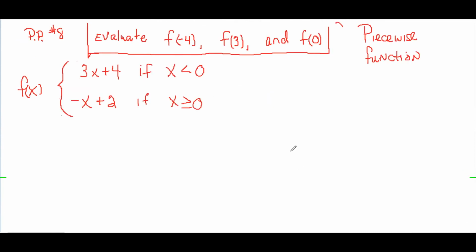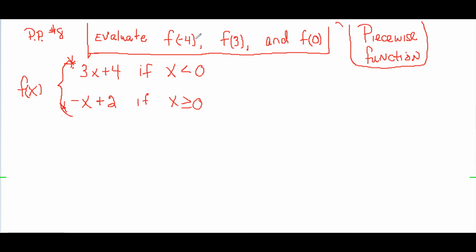All right, here is practice problem 8, and it's our first piecewise function. This is an example of a piecewise function, and it is a function expressed with 2 expressions or inequalities. We have to follow the rule here. I want to evaluate f of -4, and if x is less than 0, I'm going to use this equation, this one here. I'll star it. And then if x is greater than 0, I'm going to use the bottom equation.